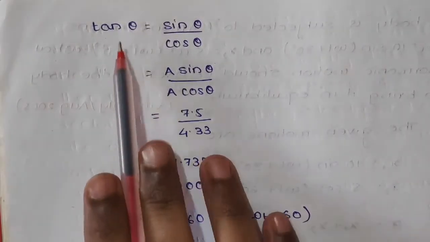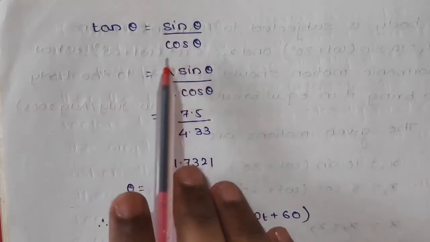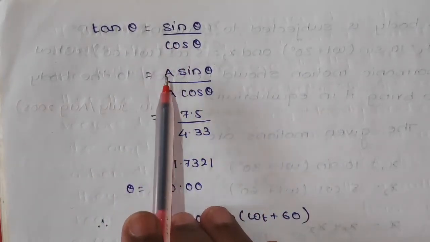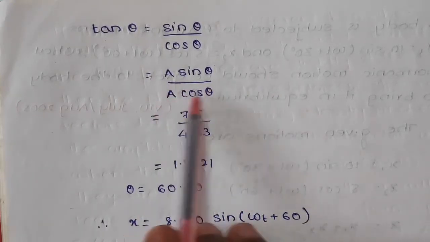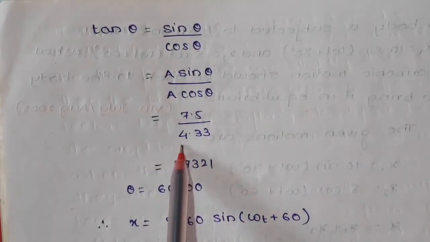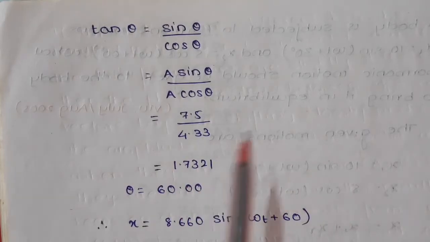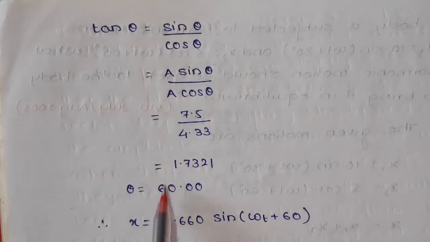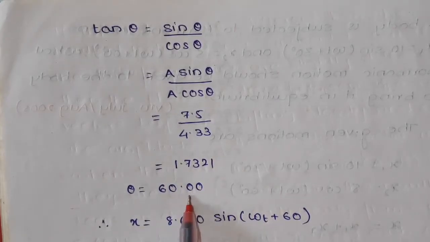Now we need to calculate the angle, that is, tan theta is sin theta upon cos theta. So I multiply A to the numerator and A to the denominator, so I get A sin theta divided by A cos theta. A sin theta is 7.5 and A cos theta is 4.33. When we substitute that, we get 1.7321. Therefore, theta will be equal to tan inverse of 1.7321, which comes to 60 degrees.